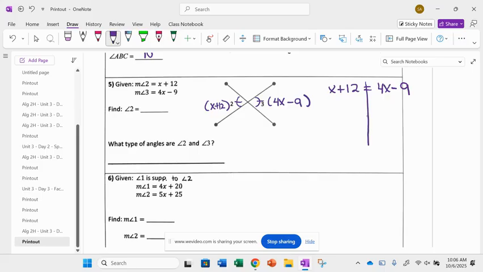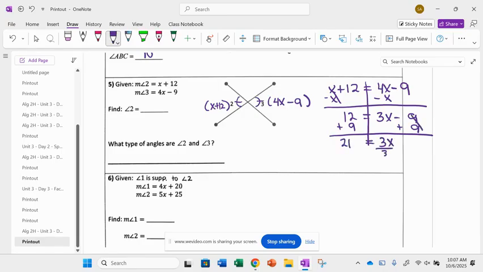So now what we want to do is solve. Because the x's are on different sides, I'm going to subtract this x. So 12 will equal 3x minus 9. Then I'll add the 9. 21 equals 3x. Divide by 3. X is equal to 7. So now it says find angle 2. So angle 2 is going to be 7 plus 12, which is 19 degrees.